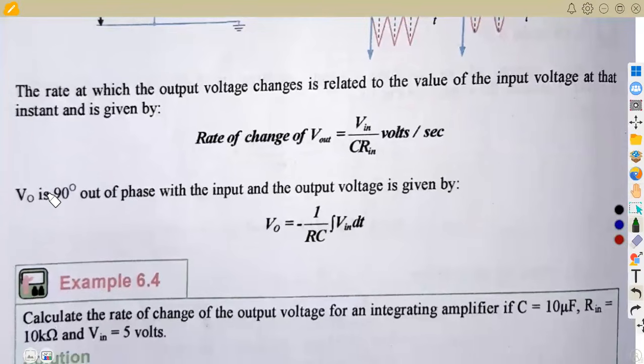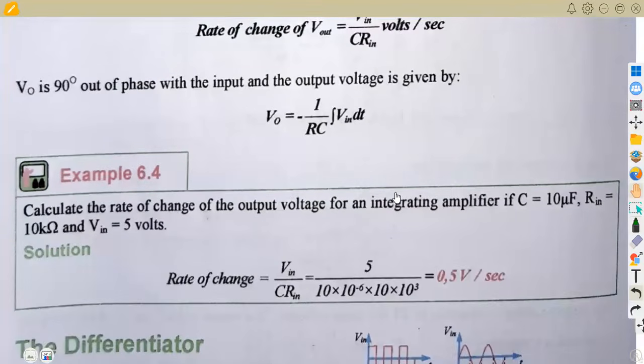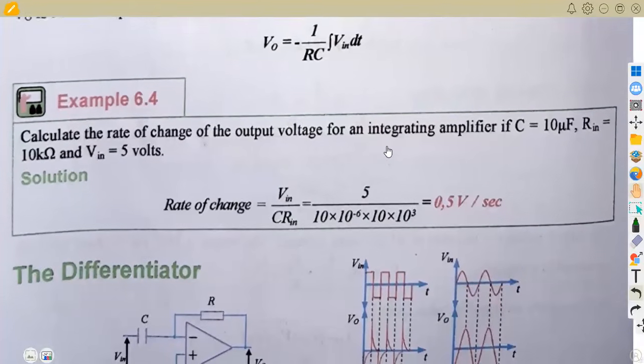So meaning to say, V out is 90 degrees out of phase with the input, and the output voltage is given by. So in short, we can have our formula as V out is minus 1 over RC times the integral of V in. Simply, you're going to consider the change in V in, which is V in over CR. Okay, so that is the formula that we can have at the end. And I think that's what you're given here.